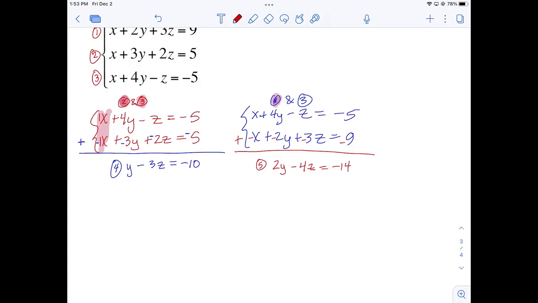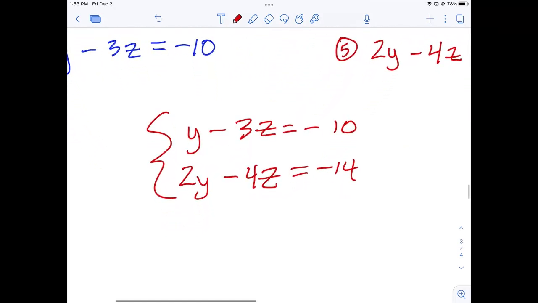Now, again, at this point, you should have the same 2 variables in both of your equations. If not, you eliminated 2 different variables each time, and it's supposed to be the same one. Now let's come down here and we'll write these together. So I get y minus 3z equals negative 10, and 2y minus 4z equals negative 14. And now we're finally at something that we are familiar with. We see a system of equations with 2 variables. We're kind of back in our comfort zone again.